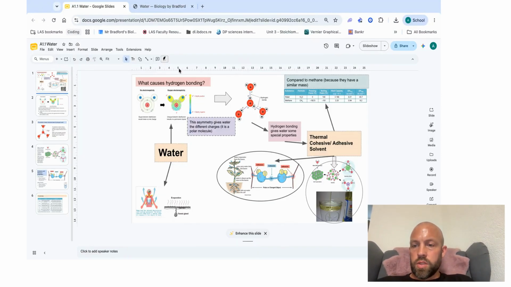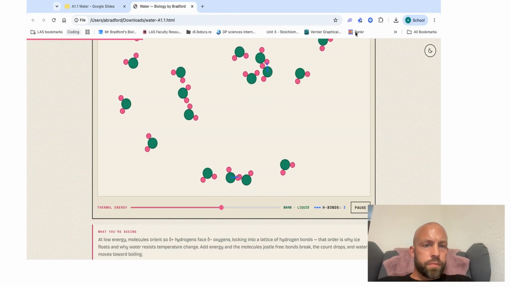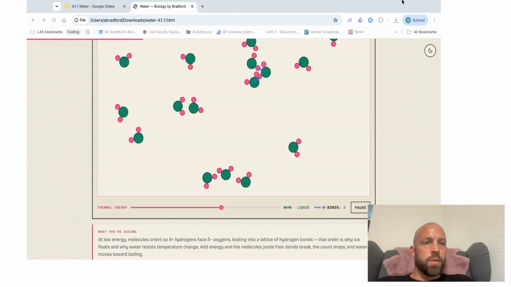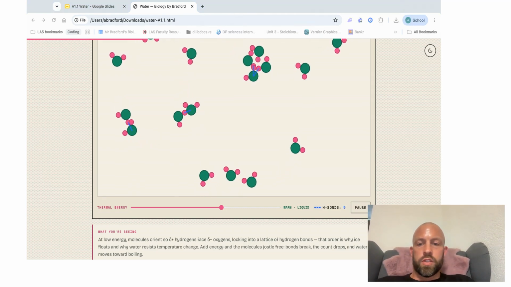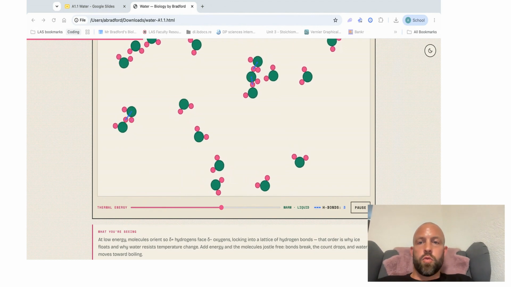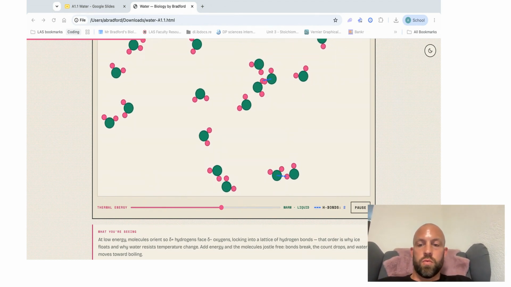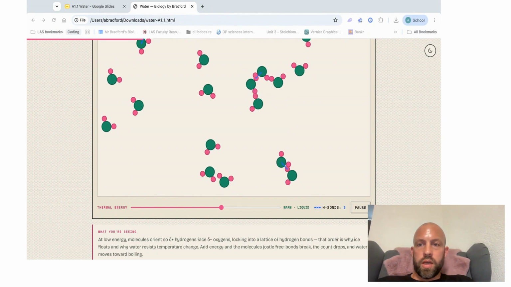I don't think I actually have a slide on it. I have to have a look. But like a lattice, like when ice forms, for instance. So why do we get ice forming, and why is it less dense than water? Let's see if I can pull up a slide quickly.